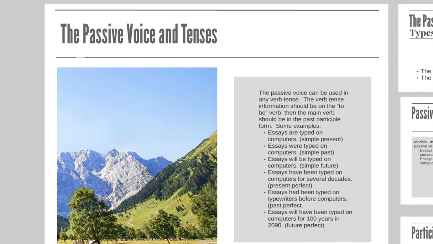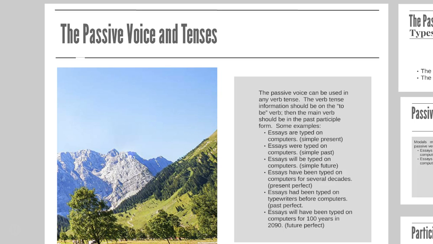The passive voice can be used in any verb tense. The important thing is that the passive includes some form of the verb be and a past participle. The tense information is on the to be verb, and the inclusion of the past participle is what makes it the passive. Here are some examples.